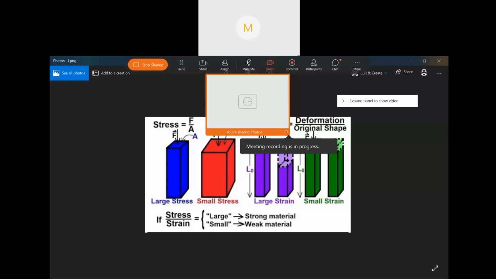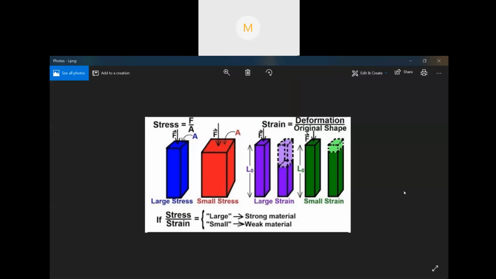Can you see the screen? No, sir. We can't see. Okay, just a minute. Nothing, sir. Give me a minute. Right now, can you see an image?